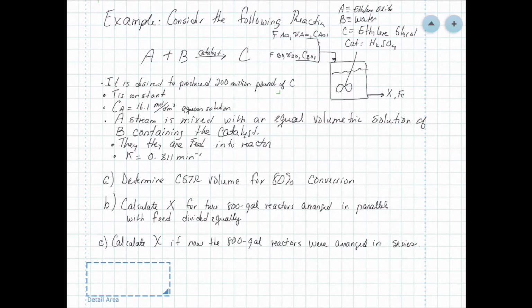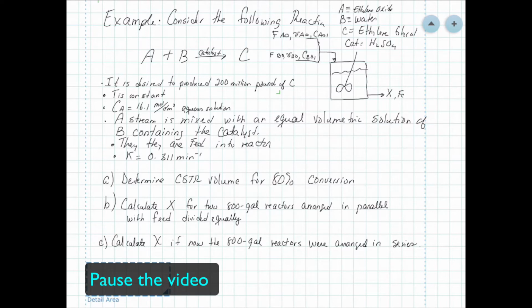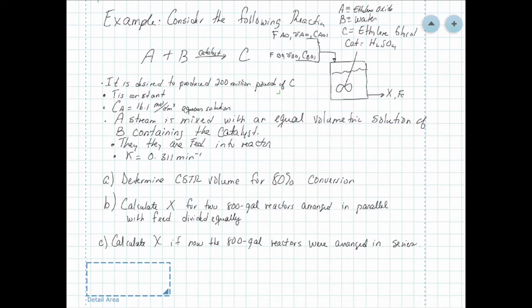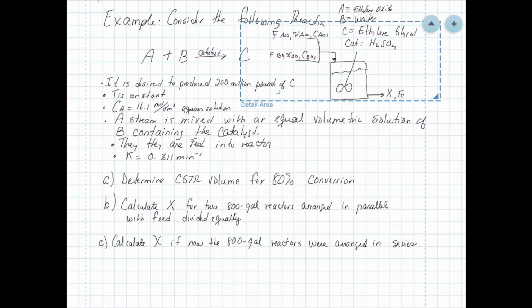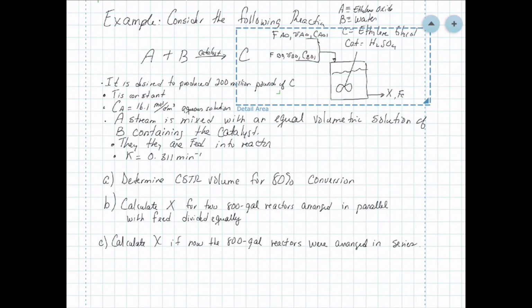This is a follow-up from a previous example where we used a batch reactor to calculate the specific rate of reaction. I recommend you pause the video right now and gather the information that I'm presenting. Okay, so in this system we have a CSTR reactor. I'm just focusing my attention on this particular area of the statement.